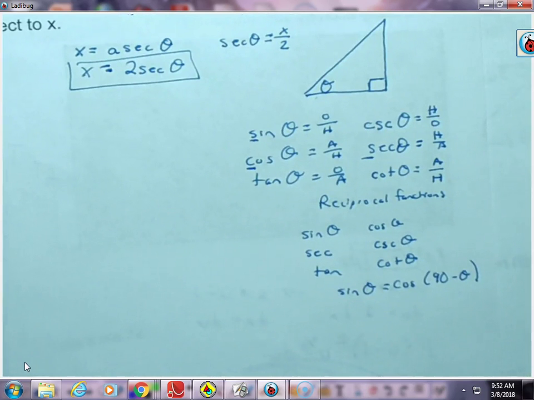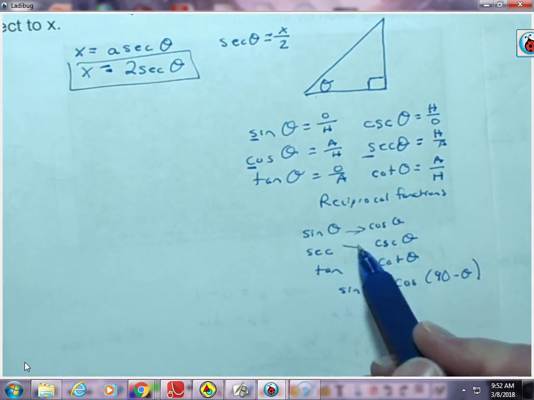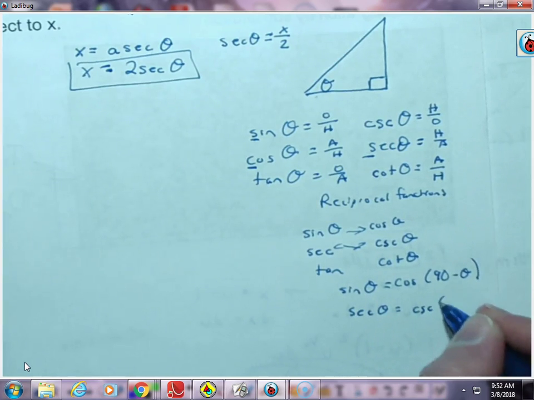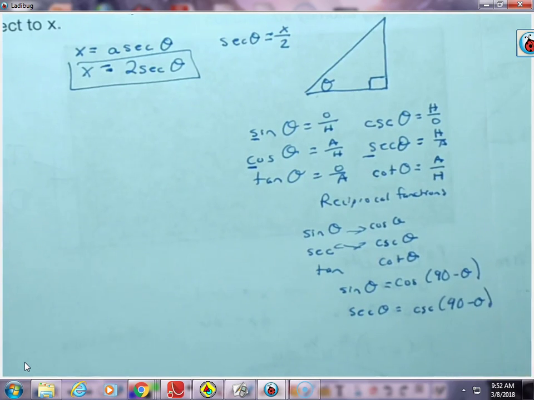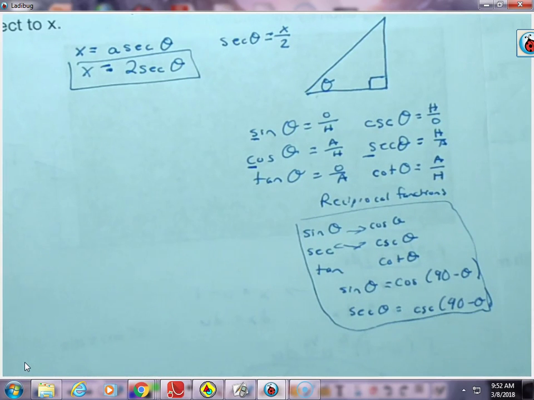So their complements are equal to each other. And that works for any of the co-functions that go together. So like the secant of theta would be equal to the cosecant of 90 minus theta. So that's why they've got the co stuff: sine and cosine, secant, cosecant, tangent, cotangent.